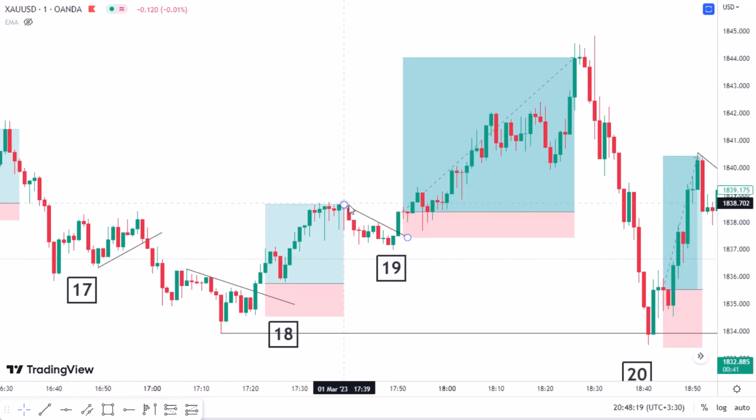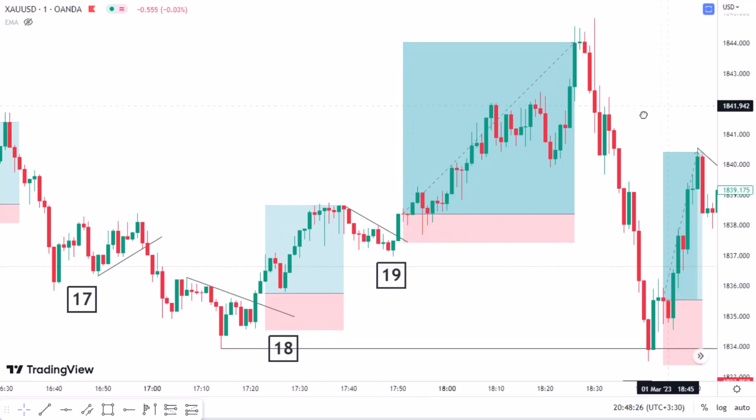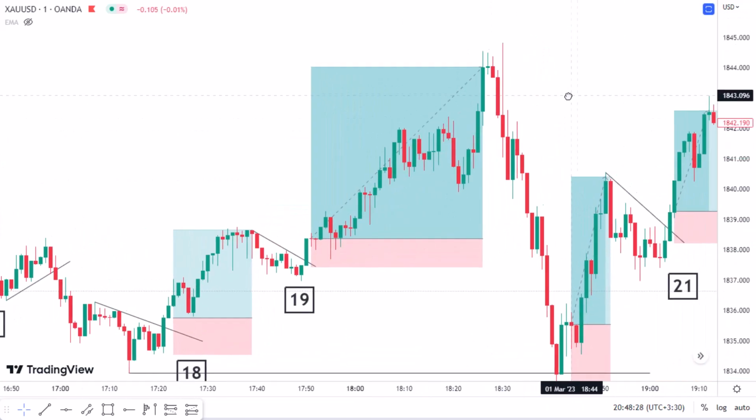On trade 19, we have a trend line here with 2 touches, and the third time it breaks it, we enter the buy position, put our stop loss below the candle, and it gives us a reward of 6 here.